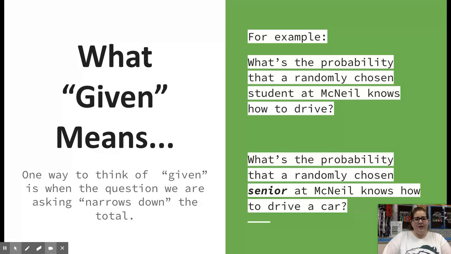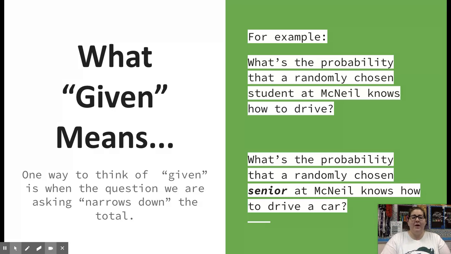But if I change that question to say, what's the probability that a randomly chosen senior at McNeil knows how to drive? Well, that's narrowing things down. So the given here would be that they're a senior. So we would ask this as, what's the probability that they know how to drive given that they're a senior? And that changes things, right? Because seniors are all going to be in that 17 to 18 range, which means that they very likely already know how to drive at that age.